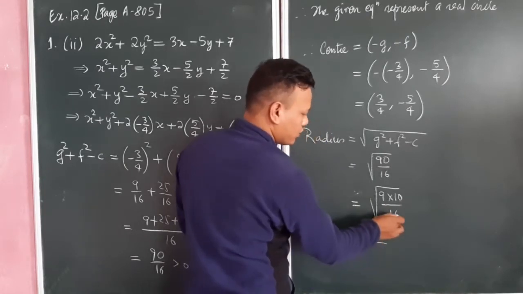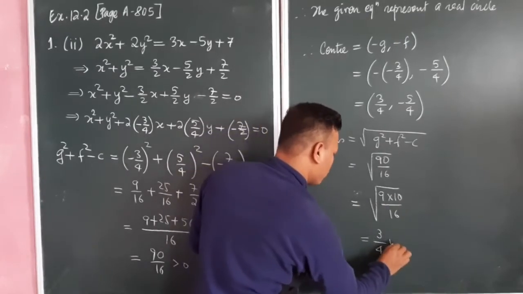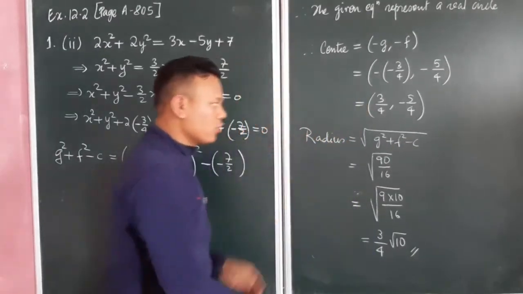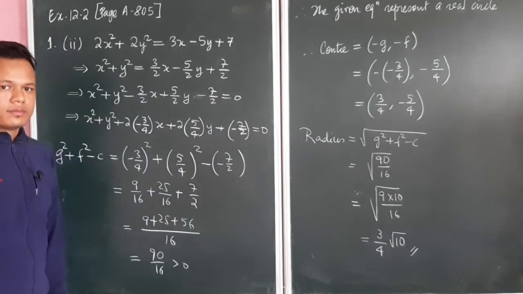And what is the square root of 16? It is 4. And inside square root, what is left? Only root 10 is left. So the radius is given by this. So pause the video to note down.